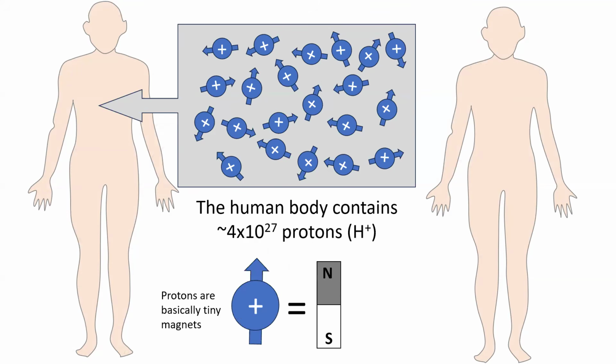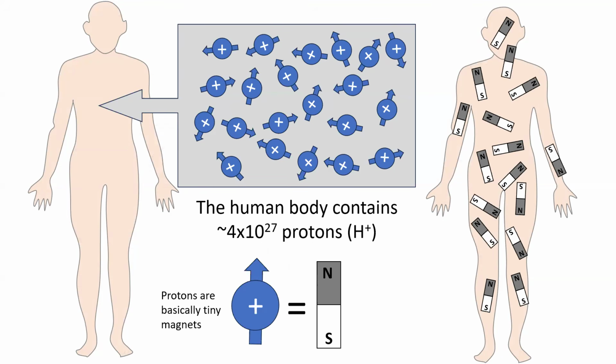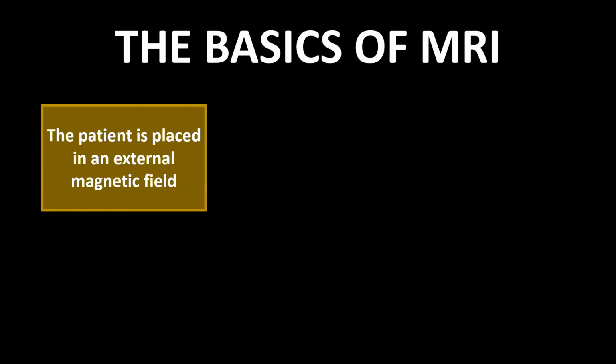We have about 4 multiplied by 10 to the 27th. I can't even visualize that number. I don't even know. I have to call it a billion or something like that. Probably more protons. So that's a lot. And these are tiny little magnets, but they are completely randomly aligned in the body. And that explains why our body in a normal situation has no magnetic characteristics. That's because all these tiny little magnets are randomly aligned and they kind of neutralize each other's magnetic effects.